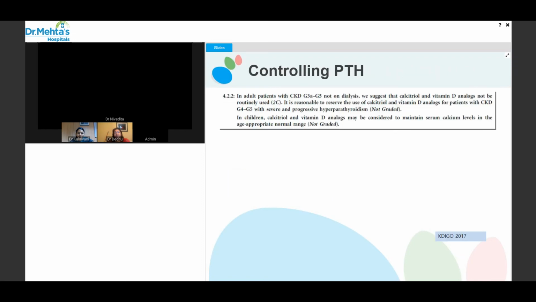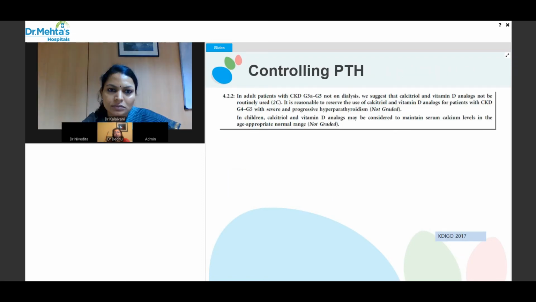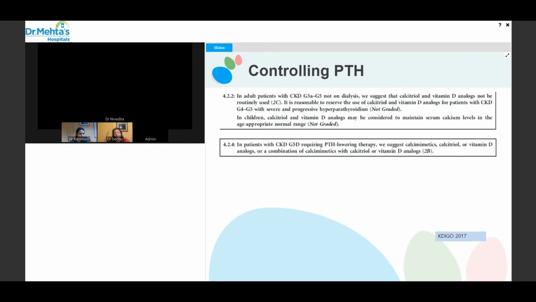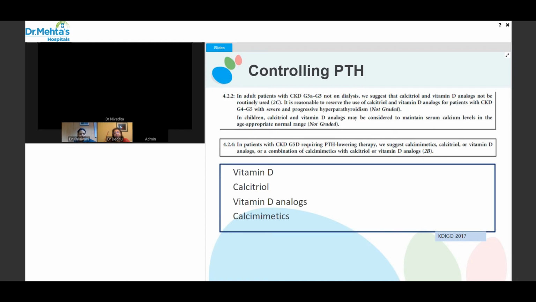The next important goal is controlling the PTH levels, and unlike adults, in children, calcitriol and vitamin D analogs may be considered in case of refractory hyperparathyroidism when all other measures have been used. Though there isn't a strong recommendation by the KDIGO guidelines, there are a lot of studies coming up on the use of calcimimetics in children. So in our armamentarium for children with secondary hyperparathyroidism, we have vitamin D, active vitamin D analogs, and calcimimetics.